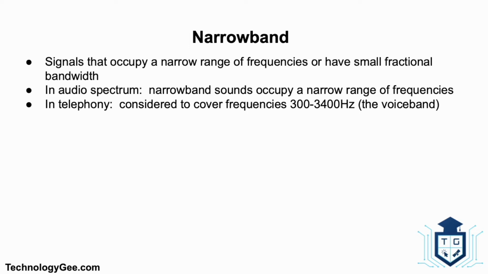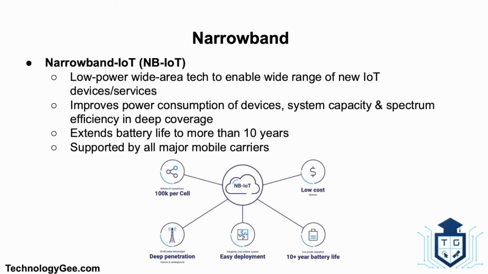Next, let's talk about narrowband. So narrowband signals. These are signals that occupy a narrow range of frequencies or that have a small traditional bandwidth. In the audio spectrum, narrowband sounds are sounds that occupy a narrow range of frequencies. In the telephony sector, narrowband is usually considered to cover frequencies 300 to 3400 hertz, which is also known as the voice band. Another component of narrowband is called narrowband-IoT or NB-IoT.